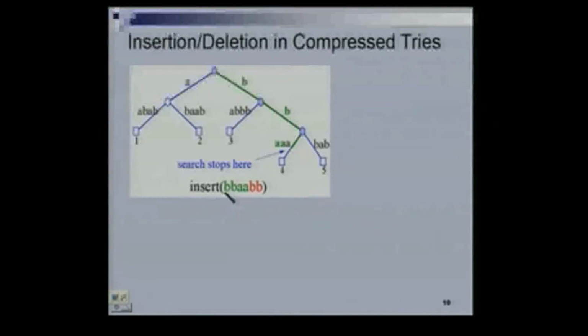Now I am searching for this string BB. I start searching, right? So conceptually it is the same as saying I see a B here, I come down. Then the first here is an A, this is a B, so I should go this way, I come down here. Now the third character I have is an A. Yes, so I am looking for an A. The first character here is an A, the first character here is a B, so I should come down here. And then I start matching this with the label here.